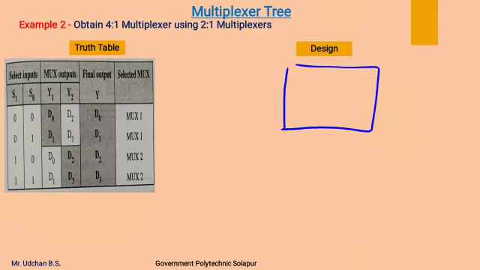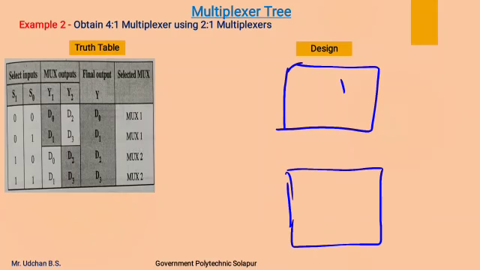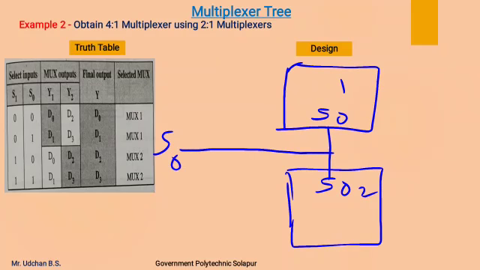So this is our first 2:1 multiplexer, and over here we'll draw the second 2:1 multiplexer. As both the multiplexers are 2:1, both will have a single select line S. I will name it S0. I will short both the select lines together to make a single select line S0.